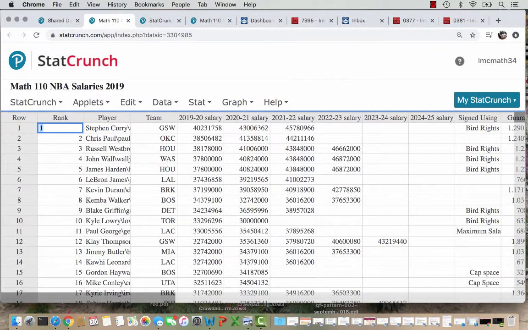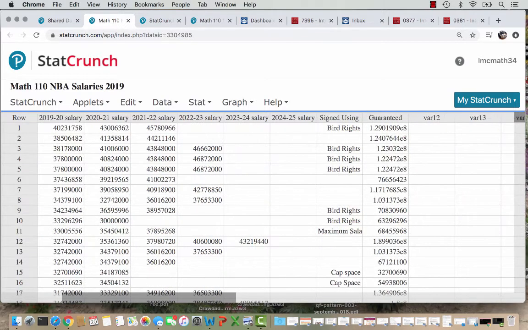And we want to take a look at the variables in the data set. So the columns correspond with the variables, and we want to write down each variable name and explain if it's categorical, quantitative, or neither. So the variable rank is just a numbering. We can ignore that, or you could describe it as neither if you like. We have player, team, so those are both categorical data. We have the 2019 to 2020 salary, that's quantitative. We have the salaries for all the other years that are also quantitative.